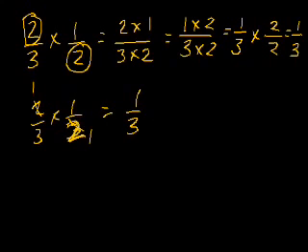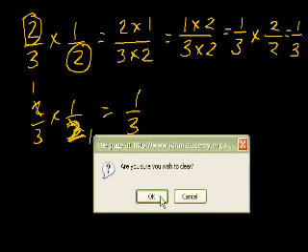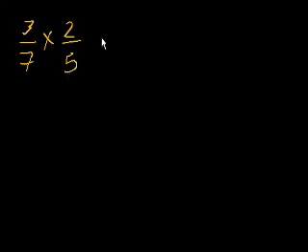Let's do a couple more problems, and I'll do it both with the trick and without the trick. What if I had 3/7 times 2/5? Well, multiply the numerators. 3 times 2 is 6. 7 times 5 is 35. That's it. Let's do some negative numbers.